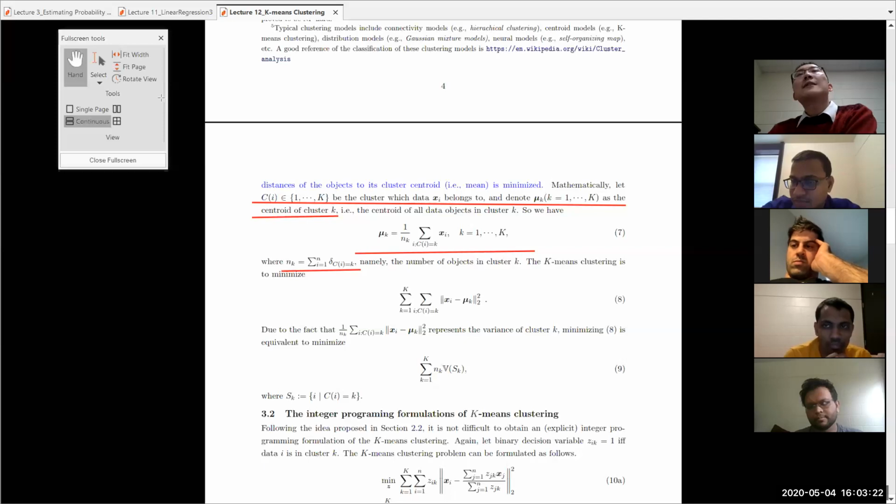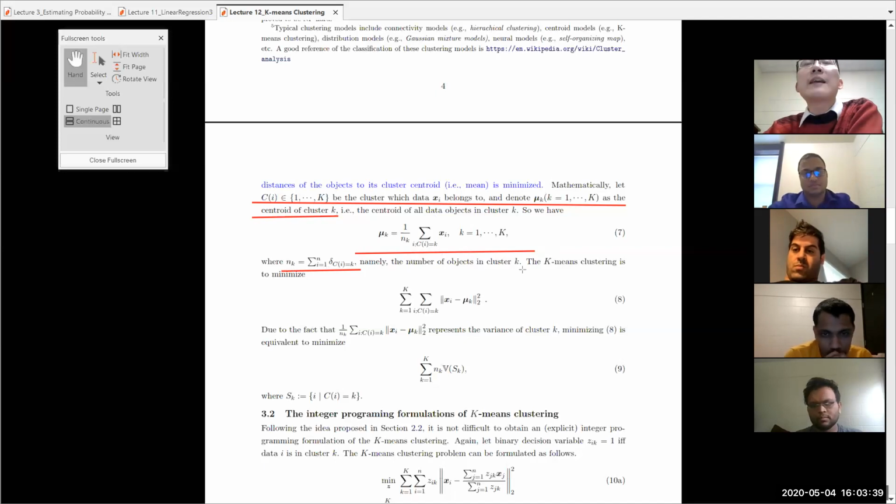So similar here, suppose I have, let's say, nk points in this cluster. How to find the centroid composed by these nk points? Simple. You sum all of them and divide by nk. Done. Okay. Now, after having the centroid of this one, the k-means clustering is to do what?